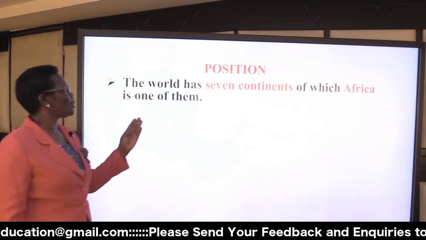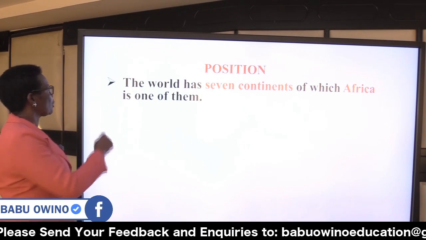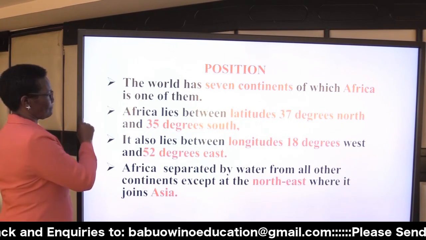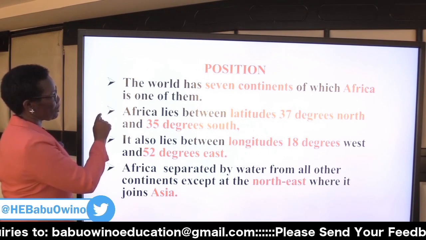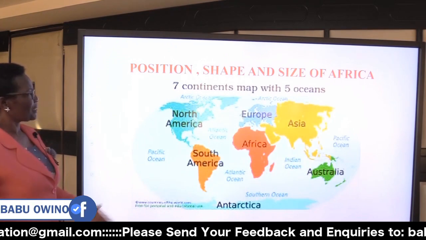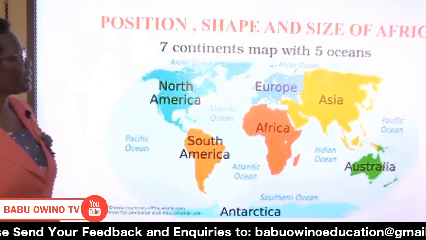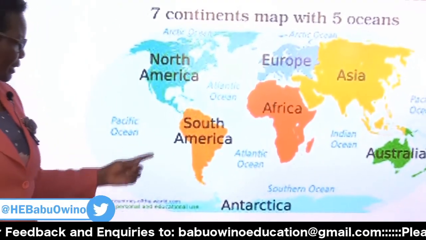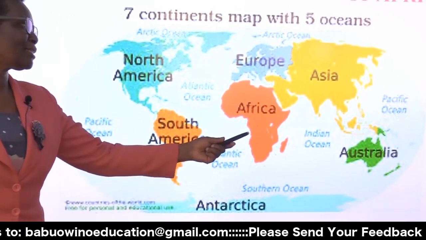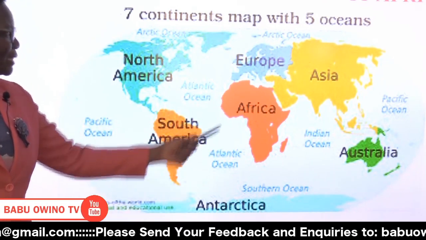Now let's look at the position of Africa in the world. Here is the map of the world on the screen. So we have 7 continents with 5 oceans. This is the map of the world. And the beautiful Africa is here. You can see it is even colored in red. The most beautiful continent is Africa.